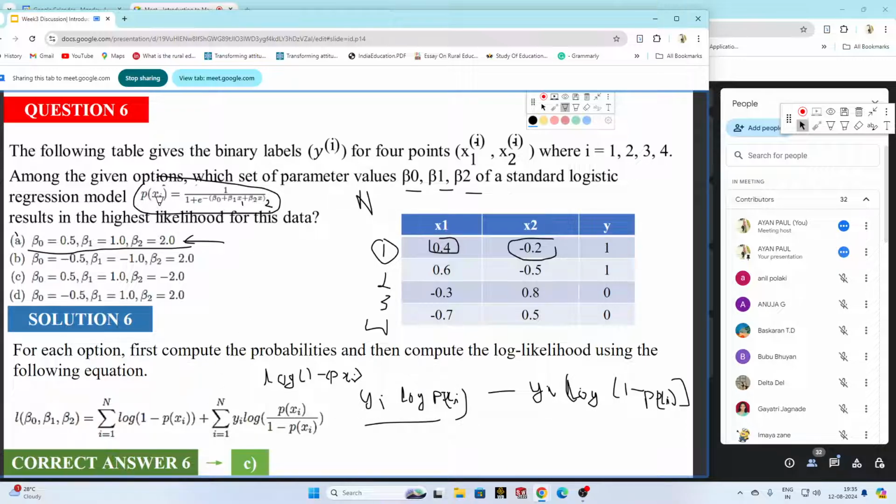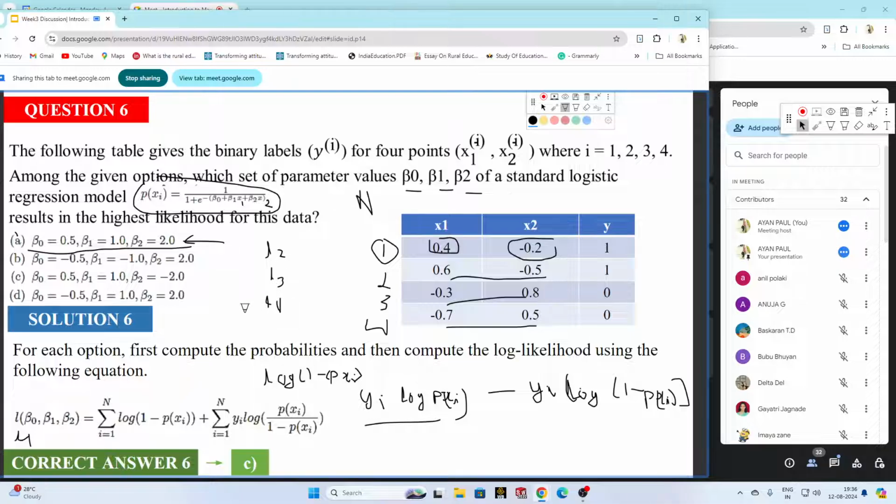So you have your p(xi) and you have your yi, so for this point you can find the log likelihood. Similarly, you do it for this point and these points, and add up all the points. Then you get the log likelihood function L1. L1 is computed for this beta naught, beta 1 and beta 2. Similarly, you have to find L2, L3 and L4.